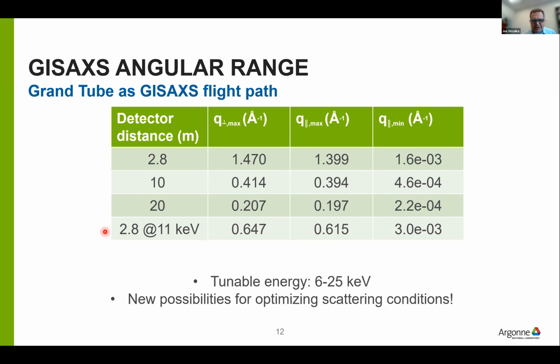And as a benchmark, this is the comparison with what we have at the sample detector distance and the energy that we have today at 8IDE. This will be the span of the Q range in the perpendicular and the in-plane directions, the out-of-plane and the in-plane. And this would be if you were focusing on one quadrant. So if you had the symmetric view, it would be about half that in either direction. And then with the tunable energy, that really opens up a lot of possibilities for optimizing the scattering conditions for your experiment.